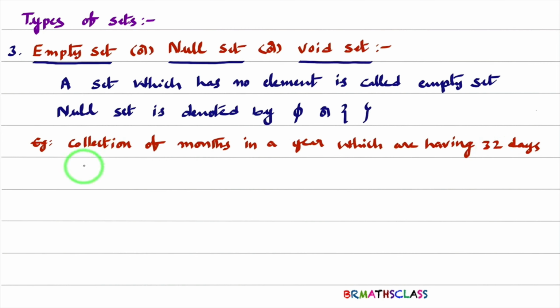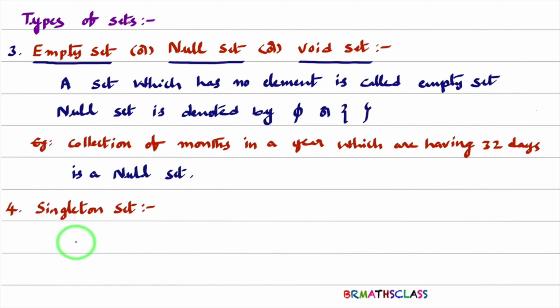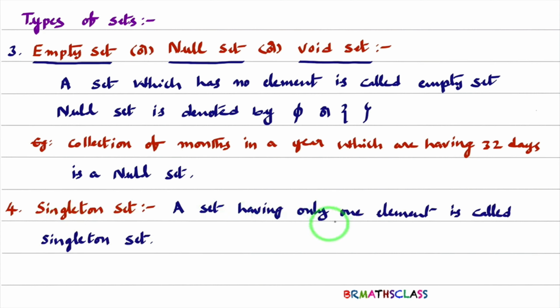So collection of months in a year which are having 32 days is a null set because we won't find any element in this set. Now fourth synopsis in this sets, that is singleton set. What is singleton set? A set having only one element.